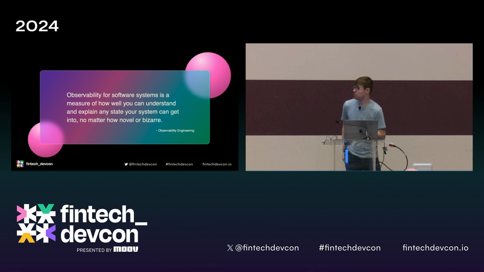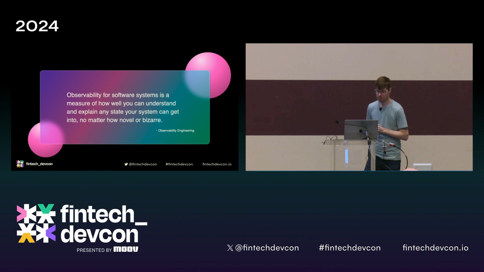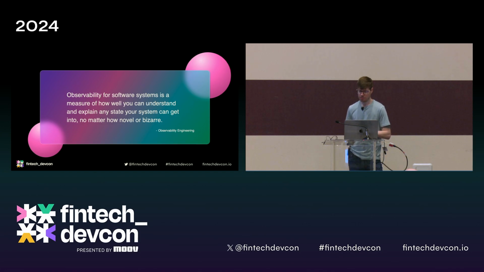Here's a quote from the Observability Engineering book that I find to be maybe the most apt way to describe observability now: observability for software systems is a measurement of how well you can understand and explain any state your system can get into, no matter how novel or bizarre. And really that comes down to, yet again, if you tag all data you have, you don't need to care about what you're going to do with it. Just tag it because you know it's there. You can go and look through that data later. You don't need to rebuild systems to do so.